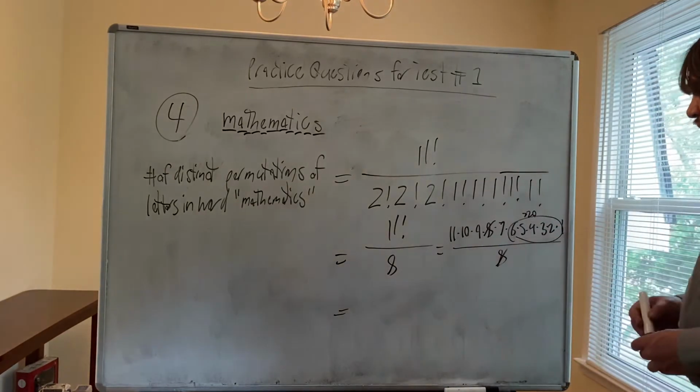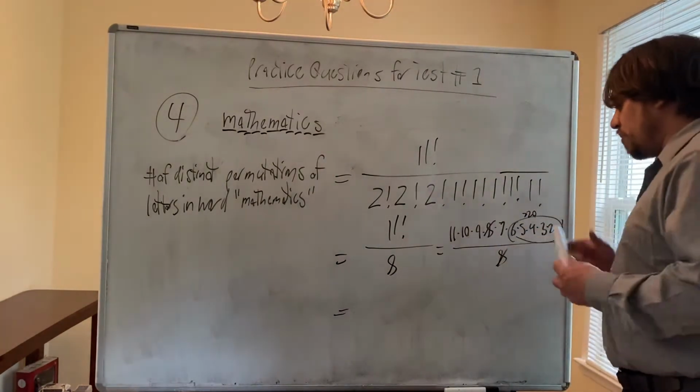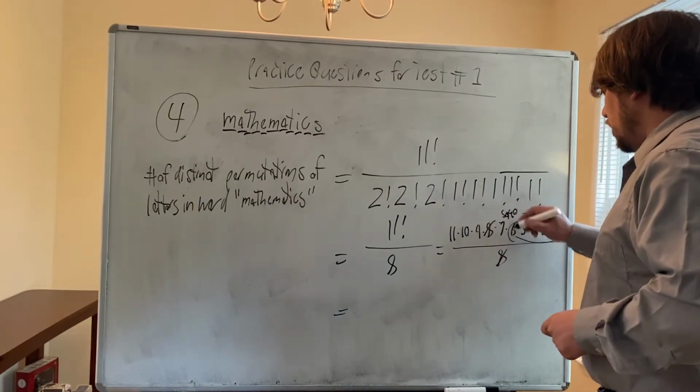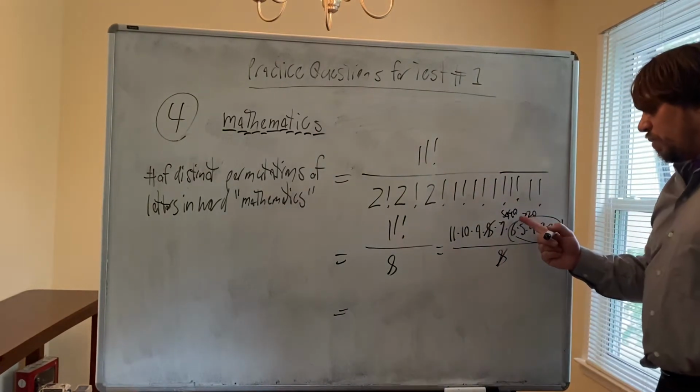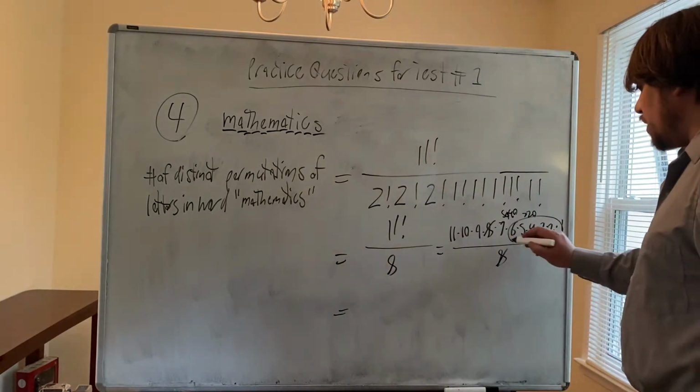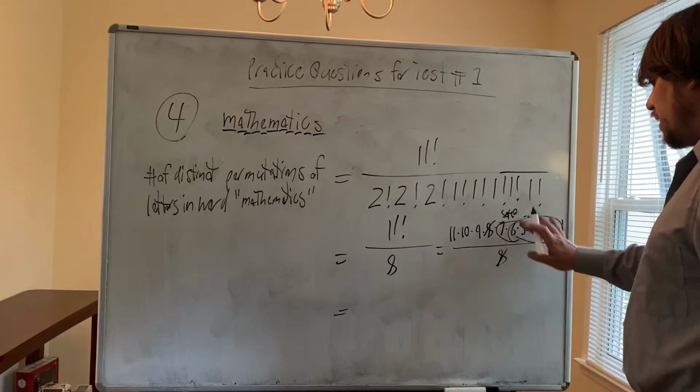6, 24, 120, 720. 720 times 7 is 5,040, because 7 times 7 is 49, so it's 4,900 plus 140, so that's 5,040. So the product of numbers from 1 to 7 is 5,040.